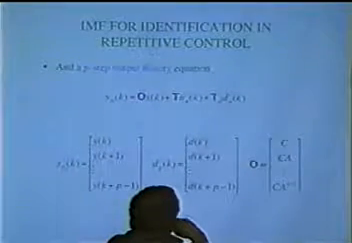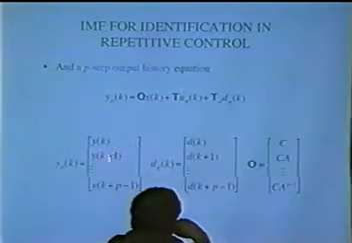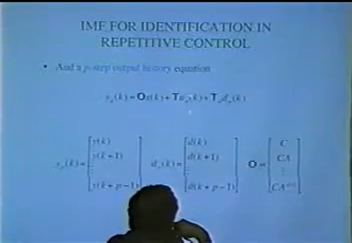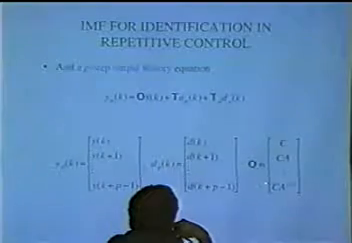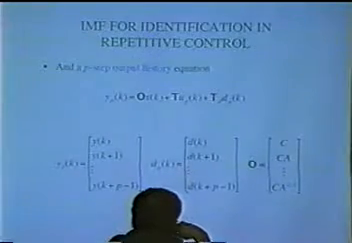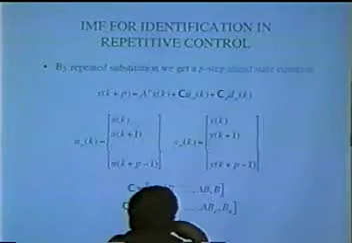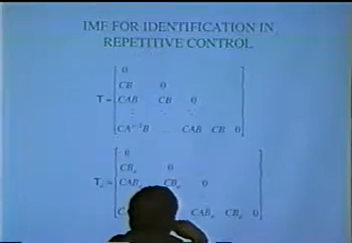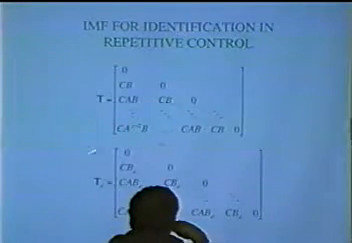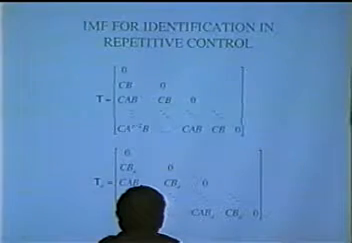We can also write a p-step-ahead output equation. The p-step-ahead output history vector depends on the state, on the control, and on the disturbance applied during those p steps. O is an observability-like matrix, and the T's are Toeplitz matrices of the macro parameters. The Toeplitz matrix T contains the macro parameters relating input to output, and T sub D contains the macro parameters relating disturbance to output.